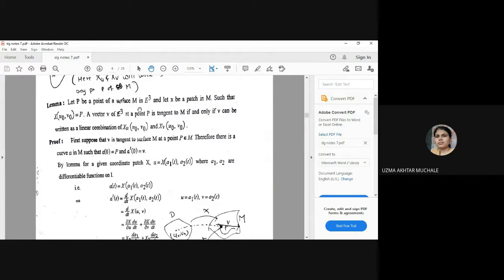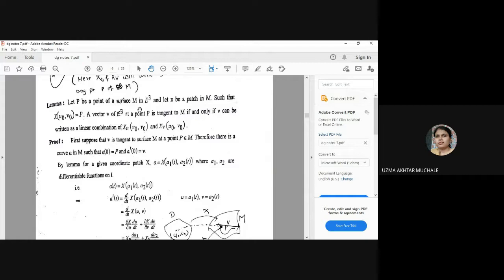Okay, let v be any point, x be a patch such that x of u naught, v naught is equal to p. Let v be any vector at a point p. So it will be a tangent vector to the surface M. If it is a tangent vector to the surface M, it means that it should be a tangent vector to at least one curve in the surface.